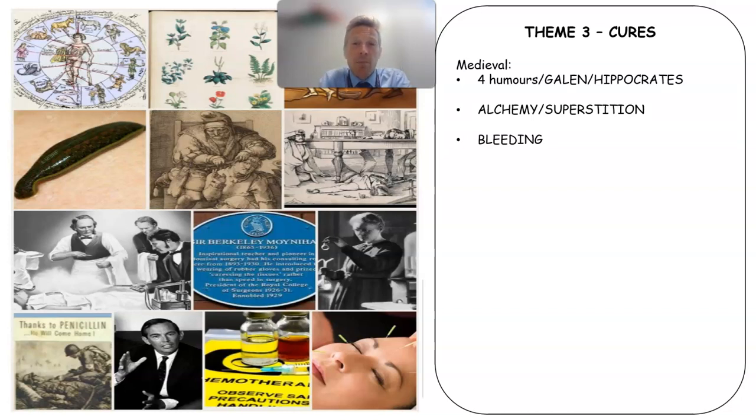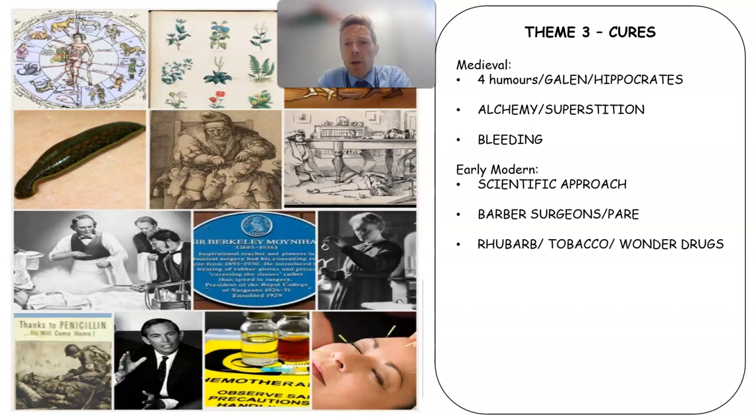Now the main treatment that was devised from the 4 humours is bleeding. And that was used through barber surgeons or through leeches, various different methods like that. Plants and things like that were also used, but generally that is a decent paragraph for theme 3, medieval.